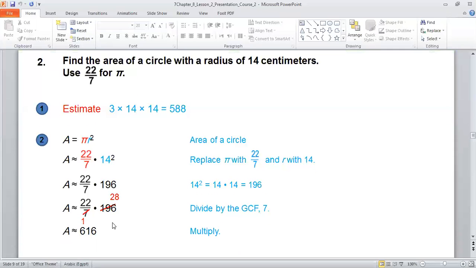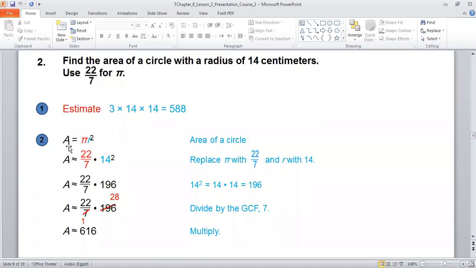After that, we will multiply these two numbers together. 22 times 28 gives me 616. Again, what we do, because you will solve the next one: the area of the circle is equal to pi r squared.